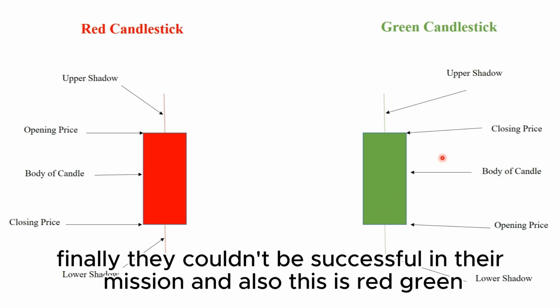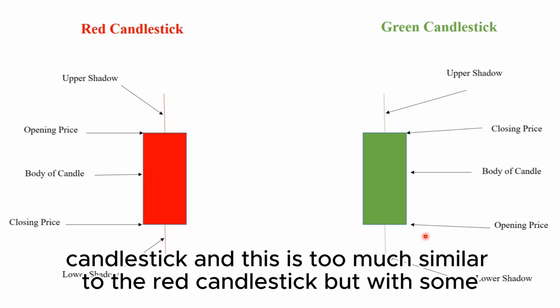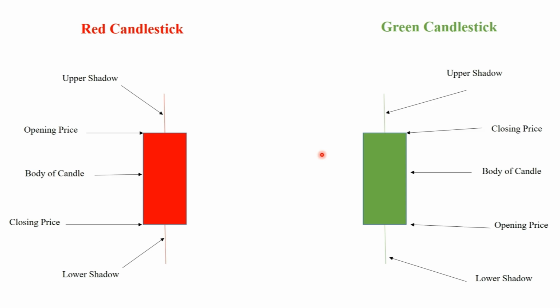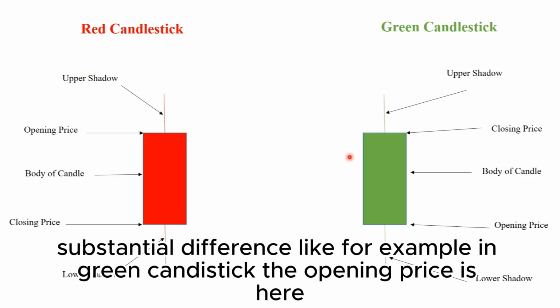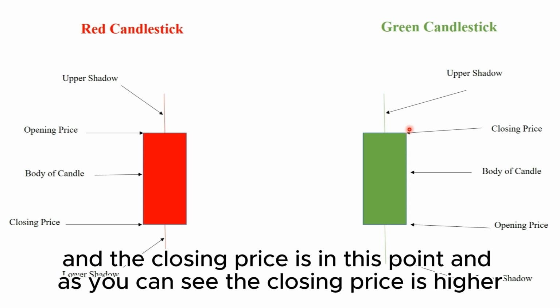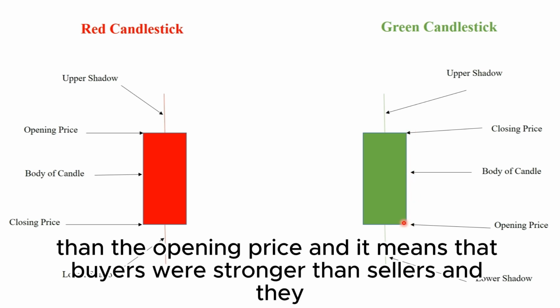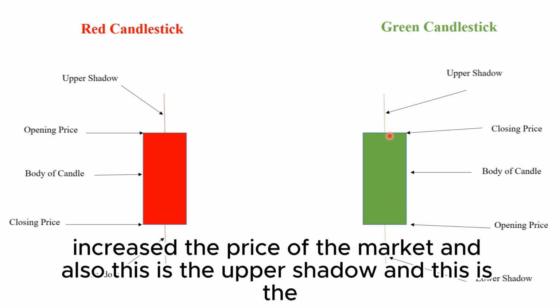And also, this is the green candlestick, and it is very similar to the red candlestick, but with some substantial differences. For example, in a green candlestick, the opening price is here, and the closing price is at this point. And as you can see, the closing price is higher than the opening price, and it means that buyers were stronger than sellers, and they increased the price of the market.